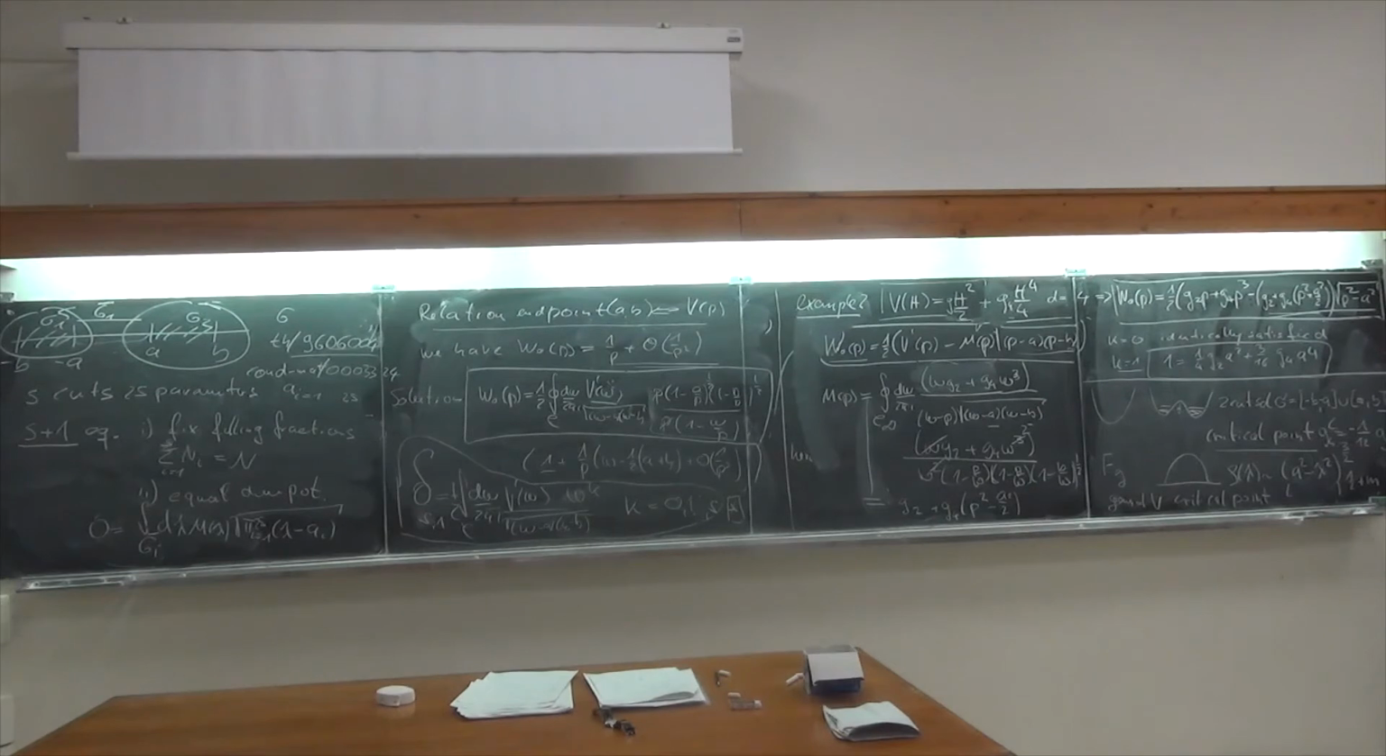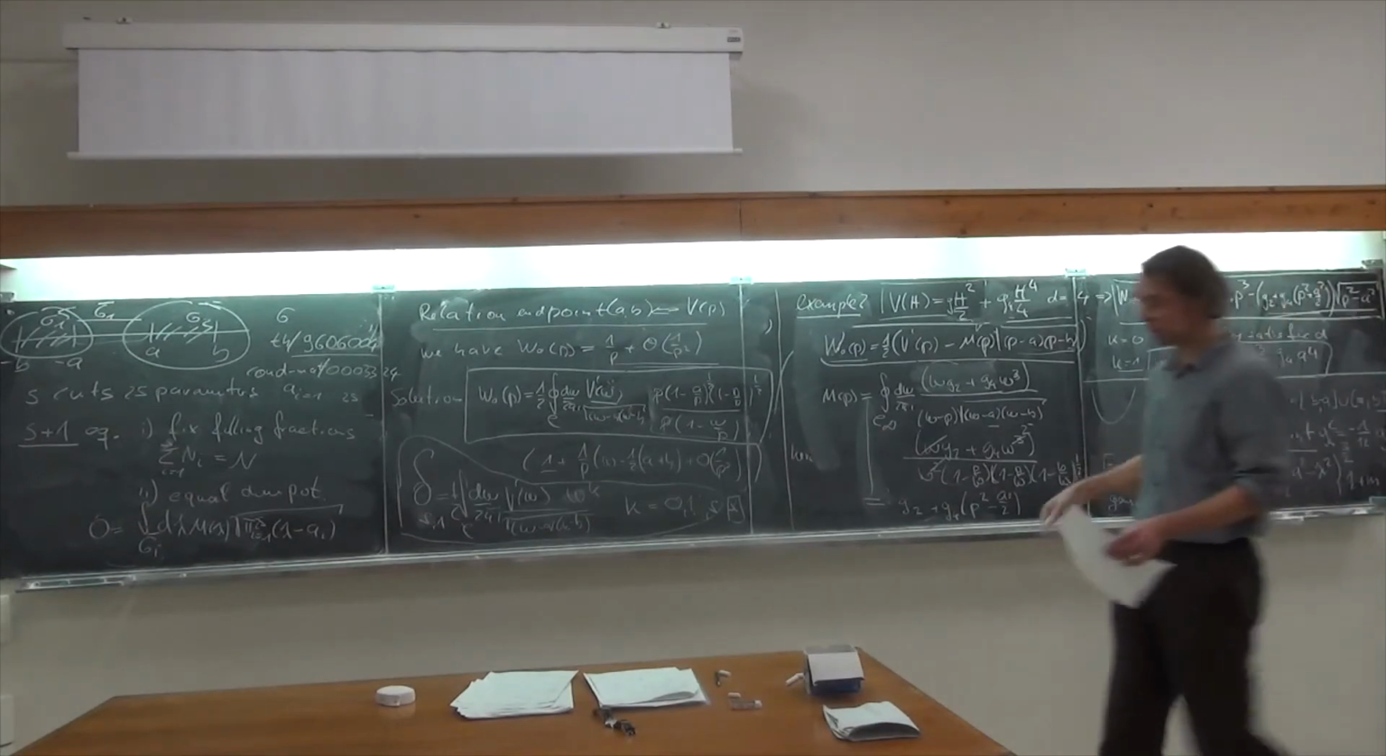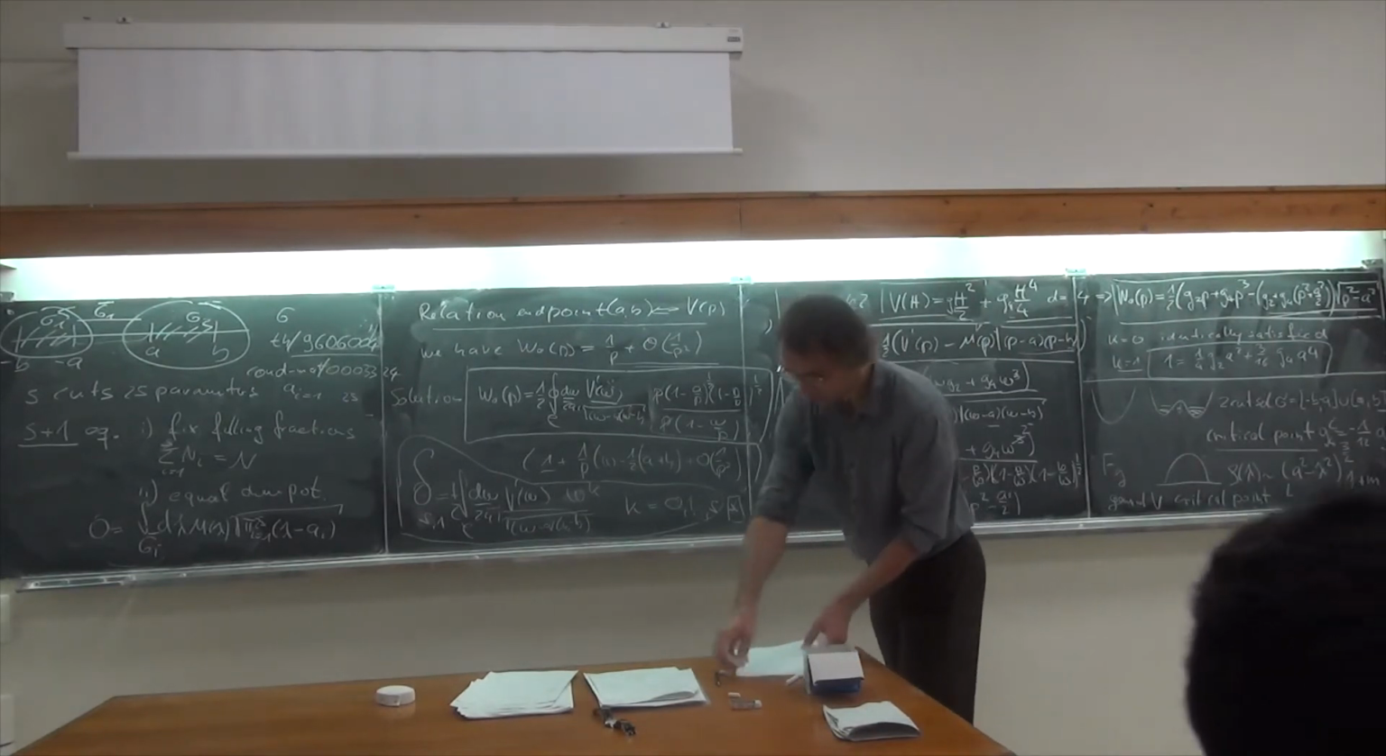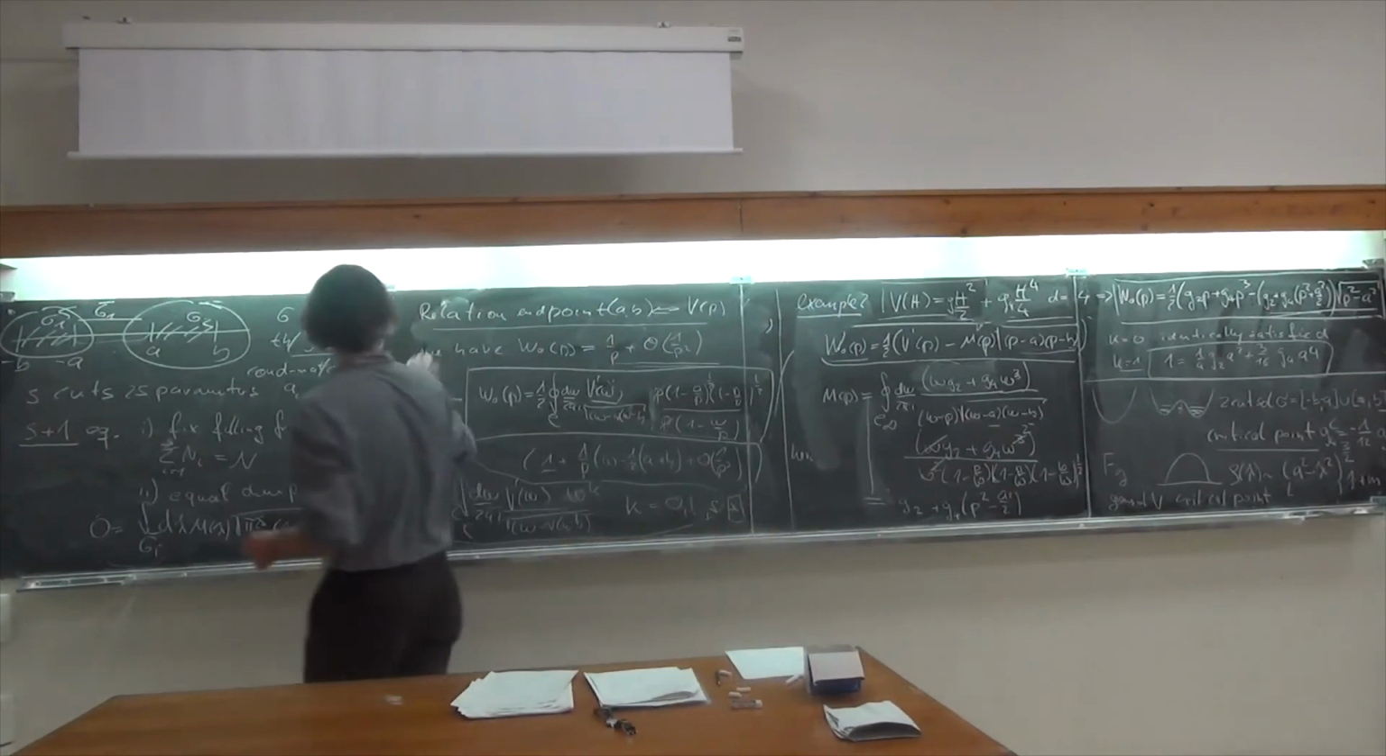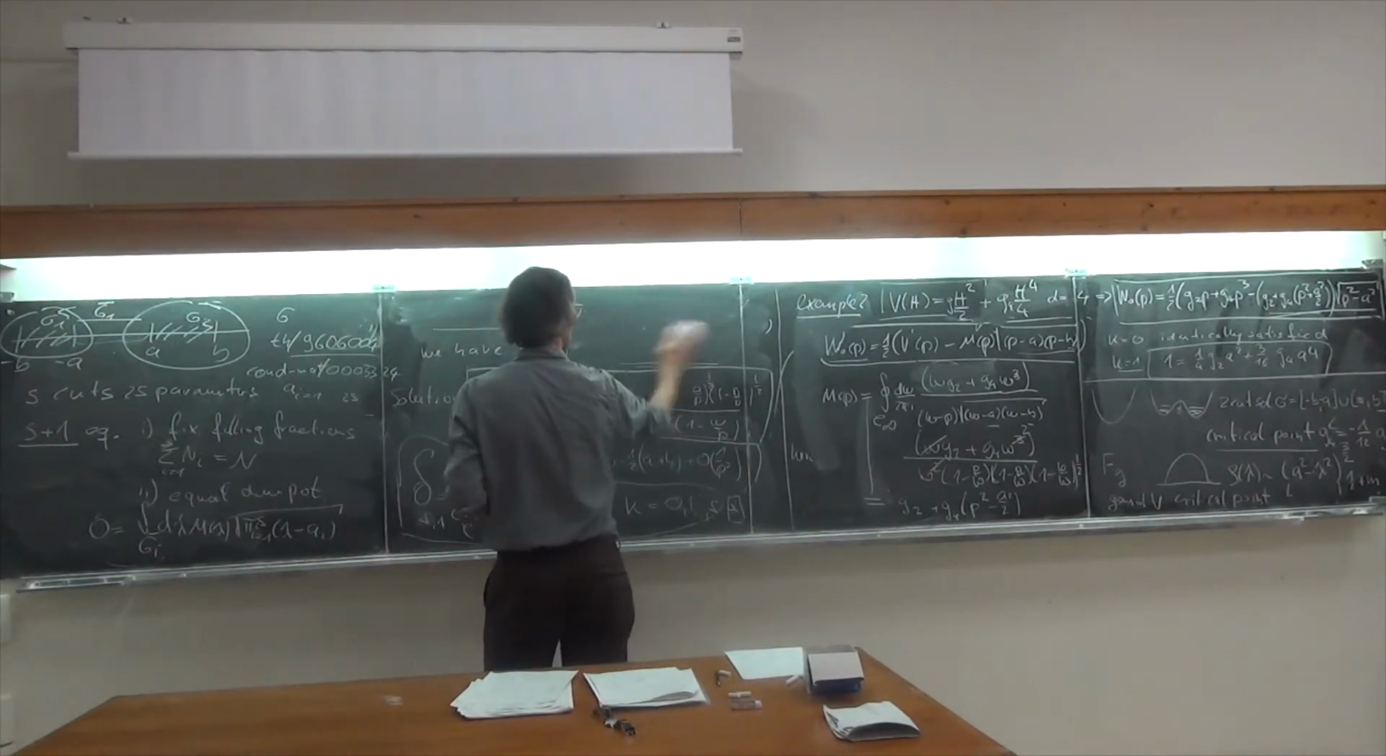point. Now, let me write down the two-cut solution, because I would like to illustrate another type of criticality that you can have in these one-matrix models.